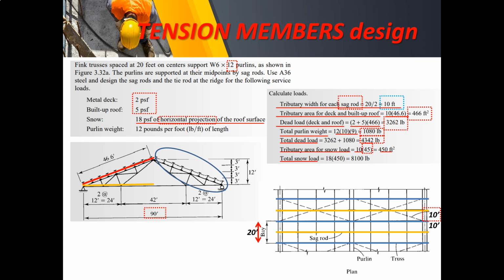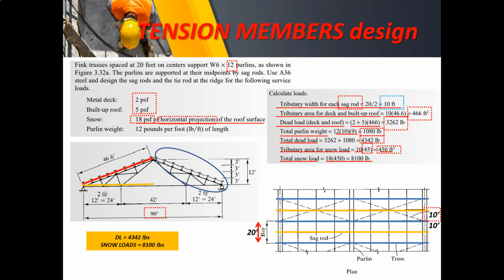So therefore, the total snow load is 18 psf times the area 450, and that will be equal to 8,100 pounds. So therefore, we have already come up with the values of the total dead load that is equal to 4,342 pounds and a snow load of 8,100 pounds.